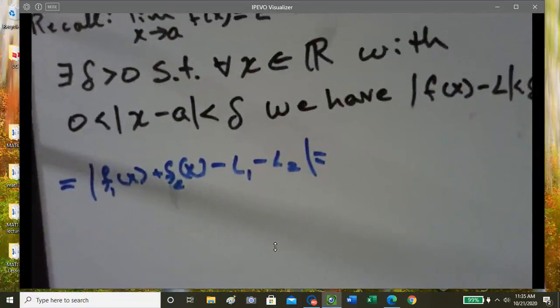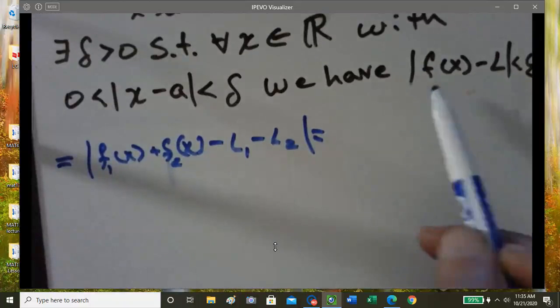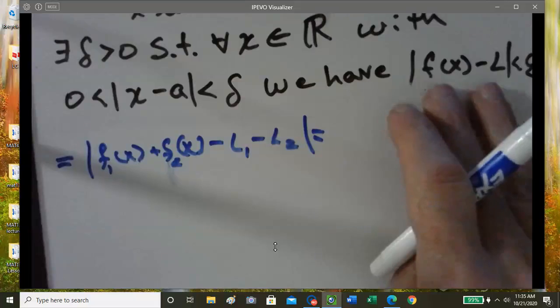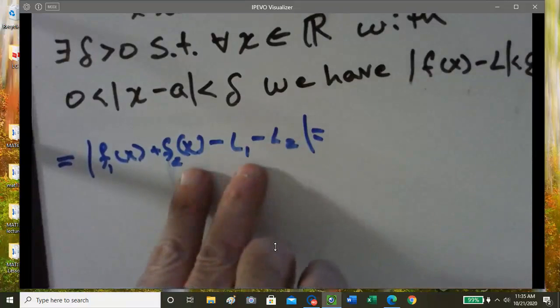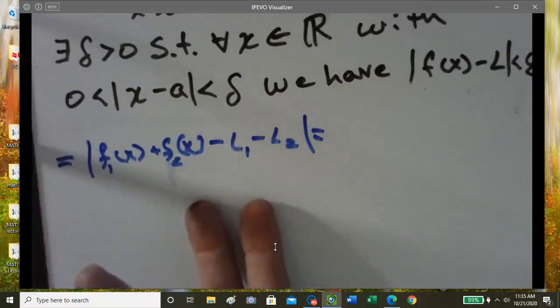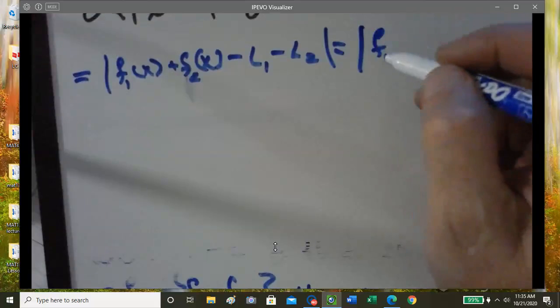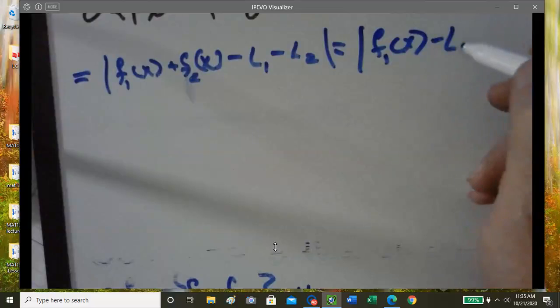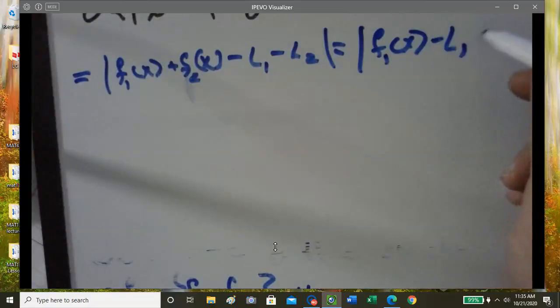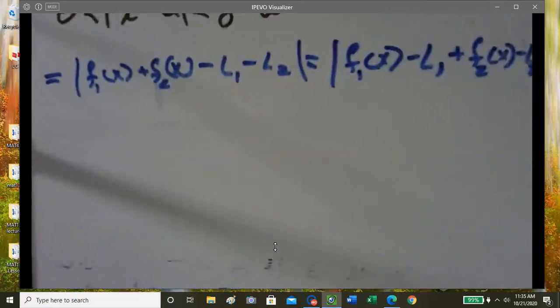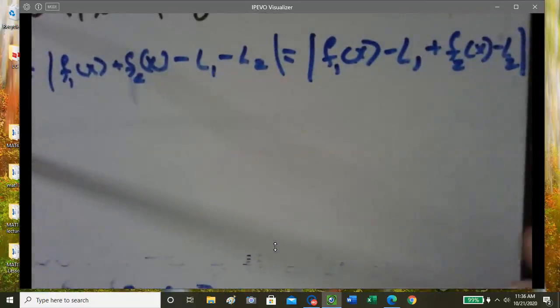So now we want to get this to where we're applying the difference of our function and our limit. We want to put these two together. So we're going to take limit 1 and f2 and switch places. So that's going to equal f1x minus limit 1 plus f2x minus limit 2.